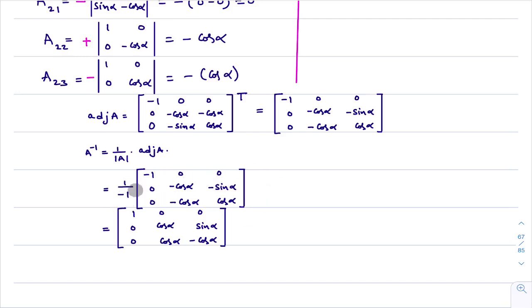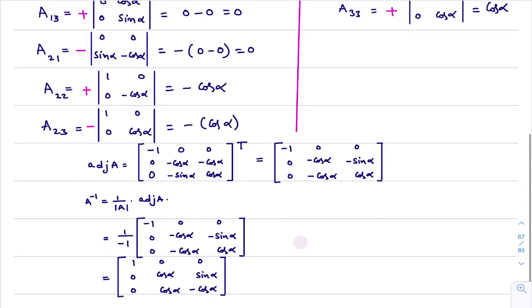I am simplifying this further. Here minus 1 is there. Multiply, this will become plus 1. Minus 1 into 0 is 0. Minus 1 into 0 is 0. Minus 1 into 0 is 0. Minus 1 into minus cos alpha is cos alpha. Minus 1 into minus sin alpha is sin alpha. Minus 1 into 0 is 0. Minus 1 into minus cos alpha is cos alpha. Minus 1 into cos alpha is minus cos alpha. What is this? This is A inverse.